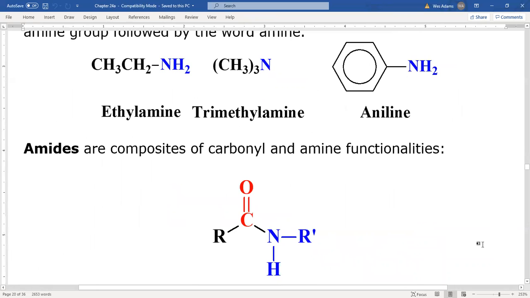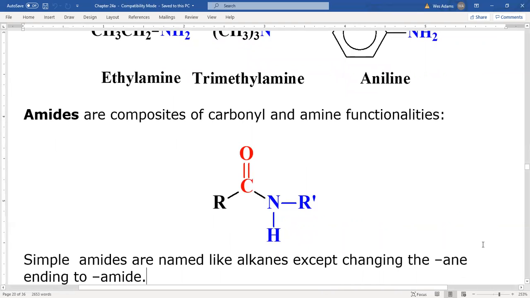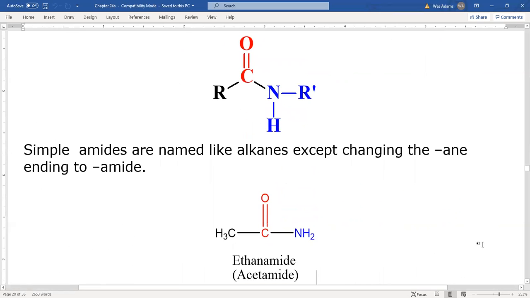Amides are the combination of the carbonyl and amines. Again, those are important for proteins. Simple amides are named like alkanes, except for changing the A and E ending to amide. So that would be ethanamide or acetamide.